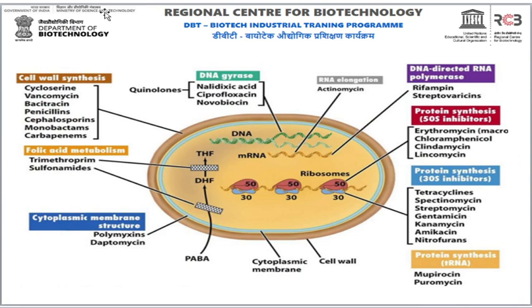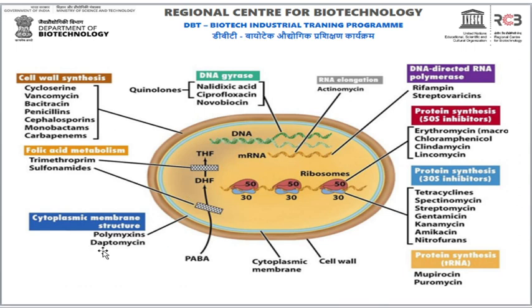Next thing is regarding antibiotics. Cycloserine, vancomycin, bacitracin, penicillin, and cephalosporin are called cell wall synthesis inhibitors. Next are trimethoprim and sulfonamides. They are called anti-folate metabolite drugs. They will be disrupting the folic acid metabolism.